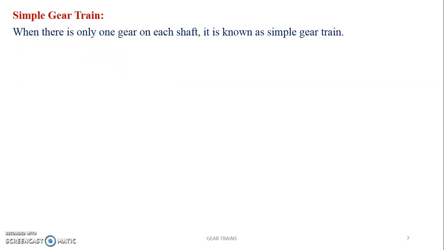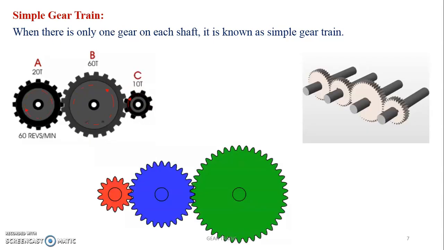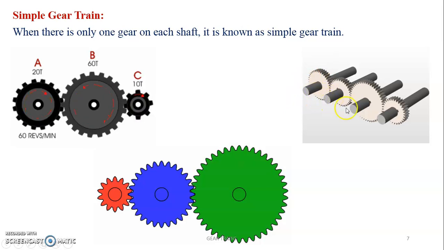So, the simple gear train. When there is only one gear on each shaft, it is known as a simple gear train. I know that in a gear train there should be at least two or more gears. But it is called a simple gear train when each shaft has only one gear. Please see this example. Here, how many shafts are there? There are 4 shafts. And on each shaft, how many gears are there? 1. Hence, this whole combination is known as a simple gear train.